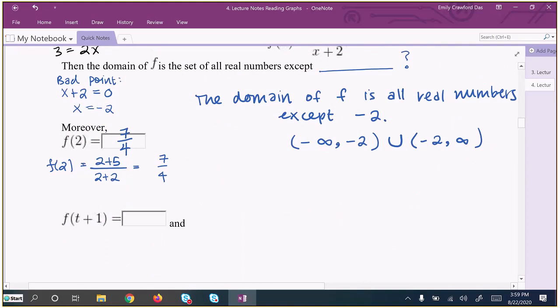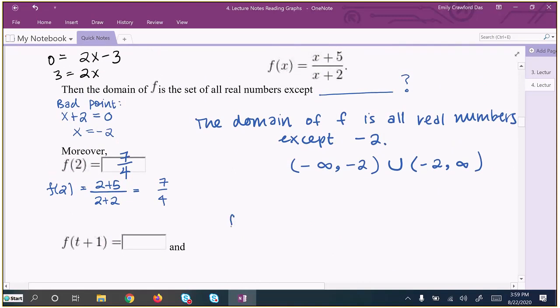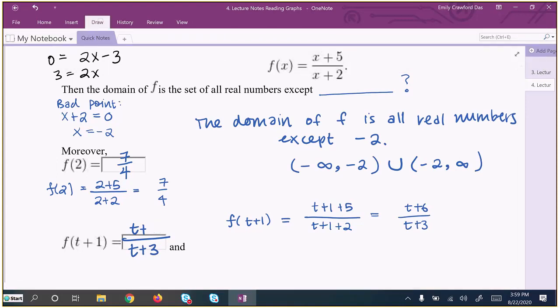If we have f of t plus 1, then everywhere that I have x in the equation, I replace x by t plus 1. So this becomes (t plus 1 plus 5) over (t plus 1 plus 2). That's (t plus 6) over (t plus 3). And I can't really simplify it anymore, so I would just leave it here. And that should be (t plus 6) over (t plus 3).